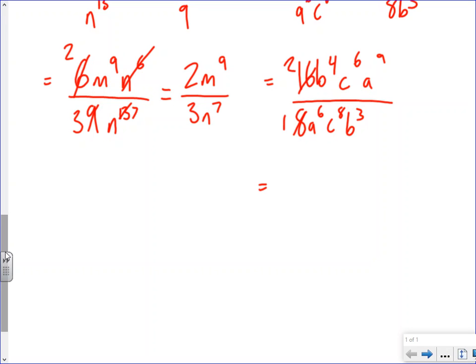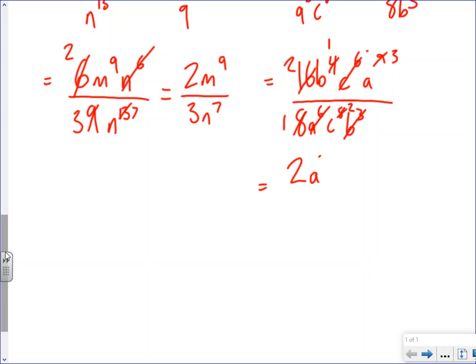Let's look at the a's first. So we have 6 on the bottom, 9 on the top. So basically that's going to leave me with 3 on the top. I have 4 b's on the top and 3 on the bottom. So I'm going to cross out all of them. That's going to become 1. And then I have 6 c's on the top and 8 on the bottom. So I'm going to be left with 2 on the bottom. So now we have 2.